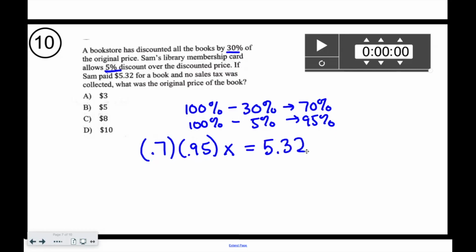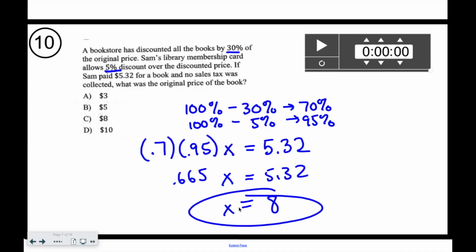All right, so that's our setup. 30% discount, 5% discount, our original price. In the end, we pay this. So what we could do is figure this out. You can probably do it all in the calculator, but if I do 0.7 times 0.95, I get 0.665x is 5.32, and then I'll just divide. So 5.32 divided by 0.665 is 8. So our original price would have been $8.